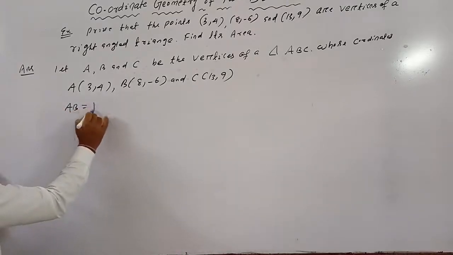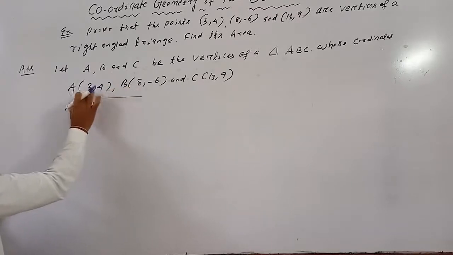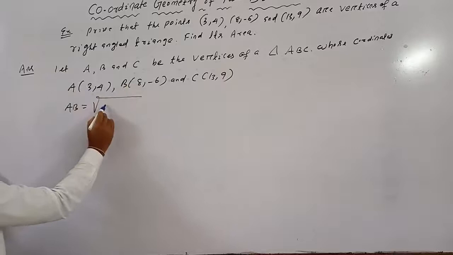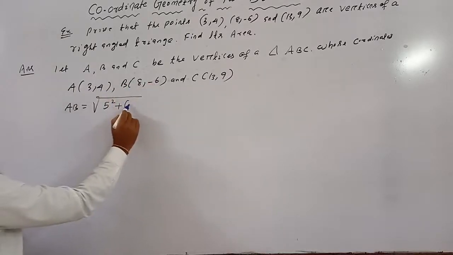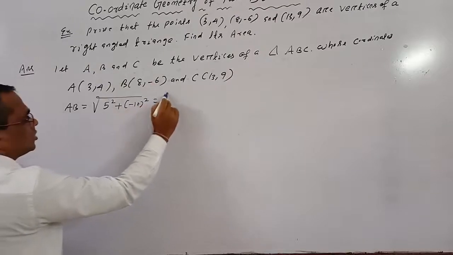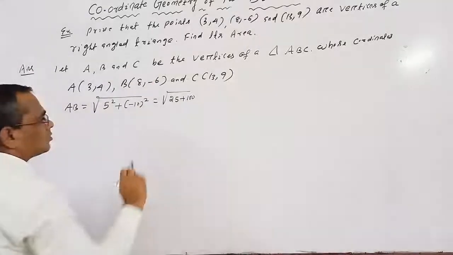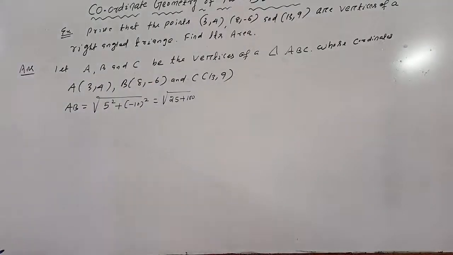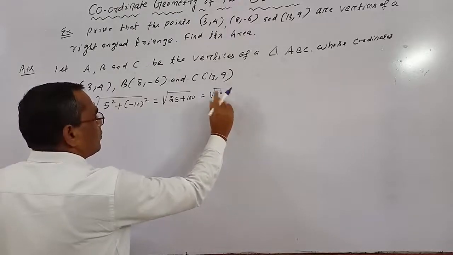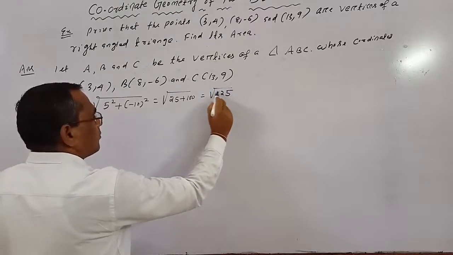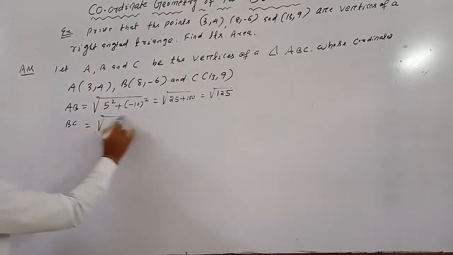So AB equals the square root of, using the distance between two points, (8 minus 3) square, 8 minus 3 means 5, so 5 square, plus (-6 minus 4) square, so (-10) square, which is equal to 25 plus 100, so 125. AB equals root of 125.